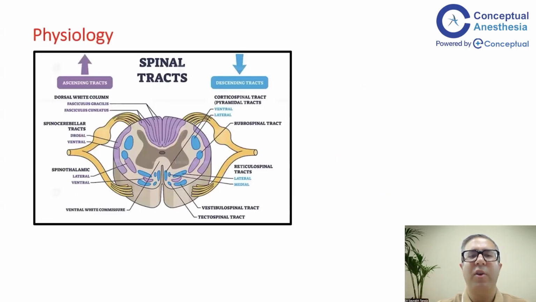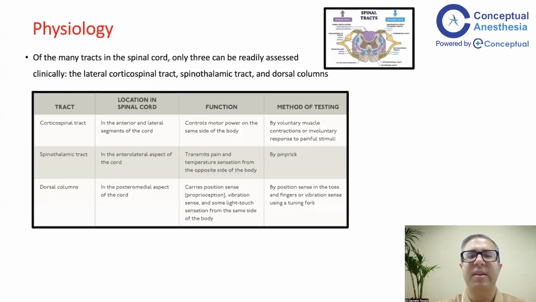Now, when we talk about physiology, we should know that the spinal tracts, which take information to and fro from the brain to the rest of the parts of the body, can be ascending tracts and descending tracts. On the left hand side, we have the ascending tracts, which are the dorsal white columns, namely the fasciculus gracilis and the fasciculus cuneatus, then the dorsal and ventral spinocerebellar tracts and the lateral and ventral spinothalamic tracts. Whereas the descending tracts are the corticospinal tracts, the rubrospinal tract, and the reticulospinal tracts. So, at least we should know about these three tracts.